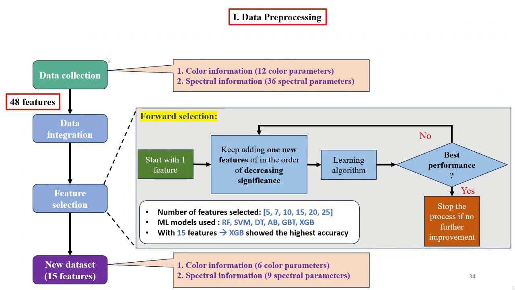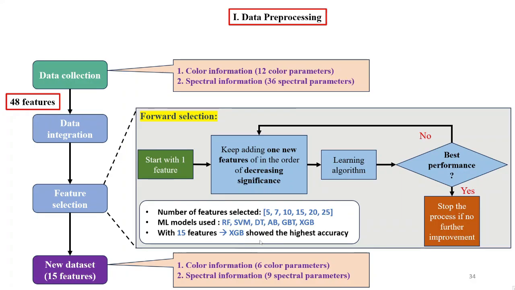For data pre-processing, when we collected the data, we had 12 color parameters and 36 spectral parameters, which constituted 48 features, and then we went for data integration, then feature selection. In feature selection, we used the forward selection method, wherein we used 5, 7, 10, 15, 20, 25 features sequentially, and during that process we changed the models between RF, SVM, DT, AB, GBT and XGB, and we found that 15 features with XGB gave us the highest accuracy.